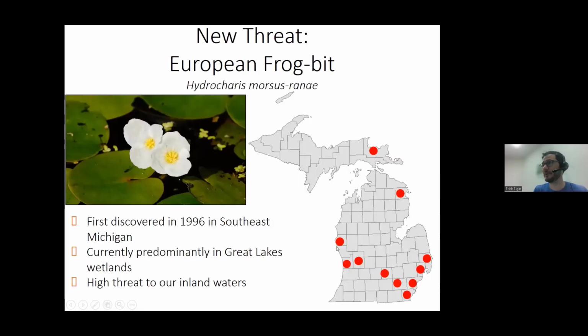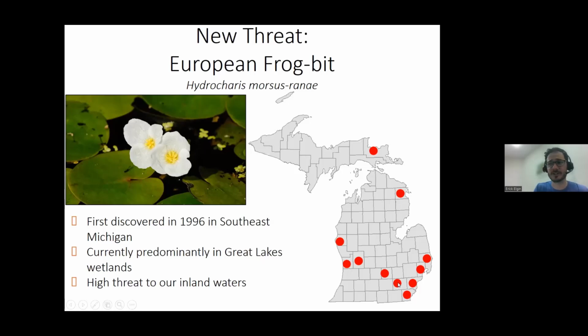Okay, now rounding out into our final plant, and that's European frogbit. This was first discovered in 1996 in Southeast Michigan in the Detroit River system, and it's primarily on the coasts, so along Lake Erie, Lake St. Clair, Huron River, Lake Huron. That's where we predominantly see this plant.